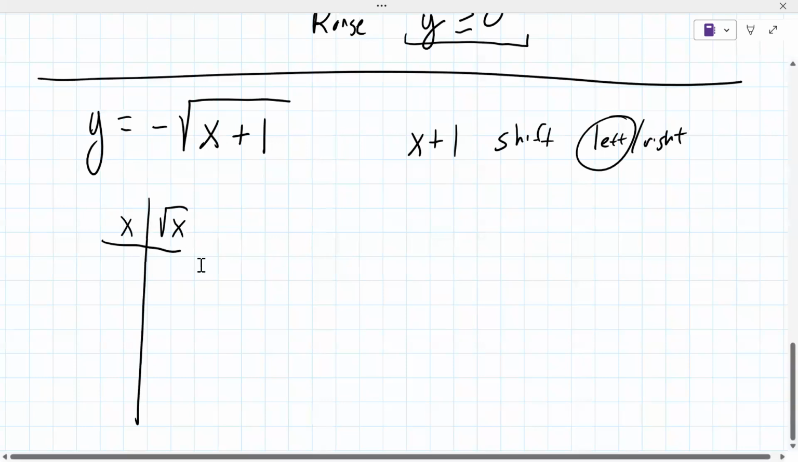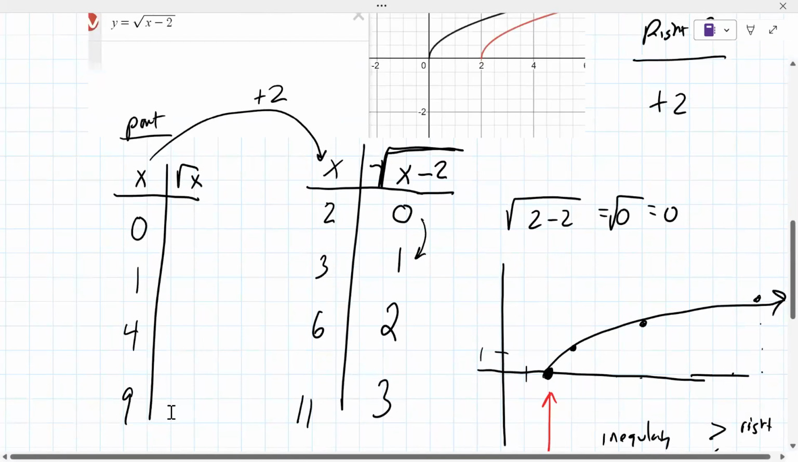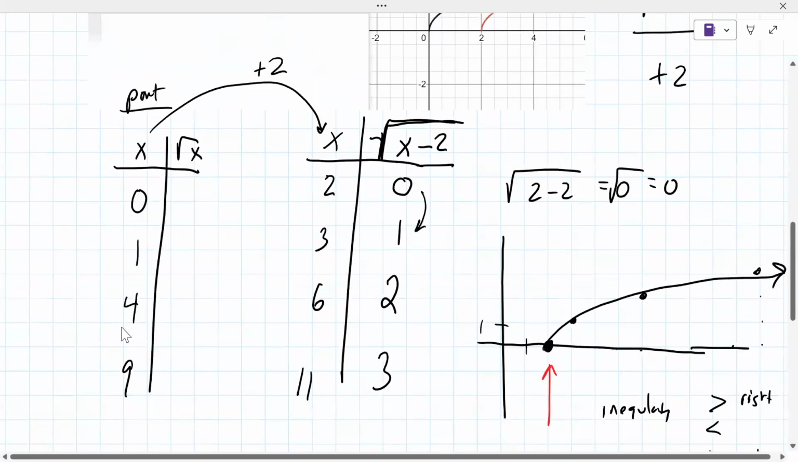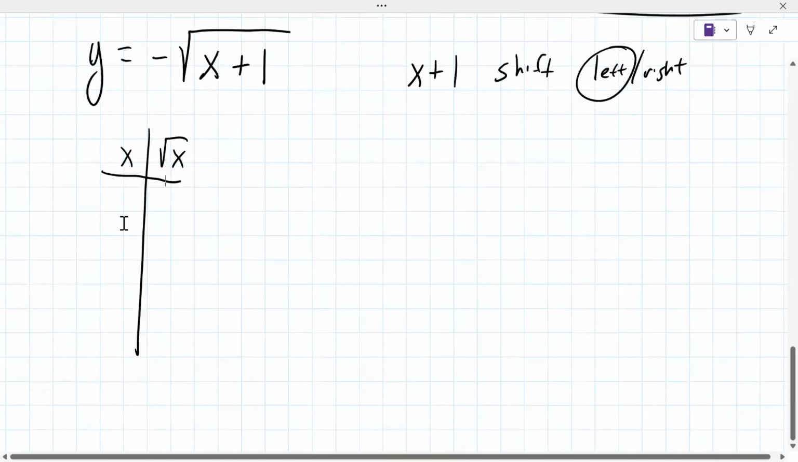Well, let me ask you a question. Did we use the parent function in the previous problem? Yes. Okay, so maybe the parent function is what you start with in every problem, because that's how you transform it from the parent function. So I'll ask again, what are the four x values of the parent function, please?